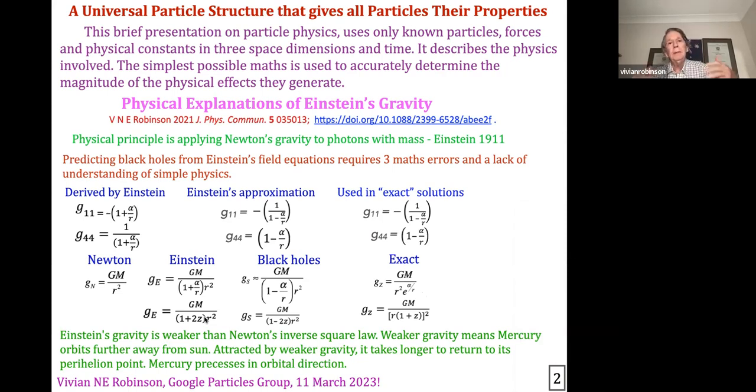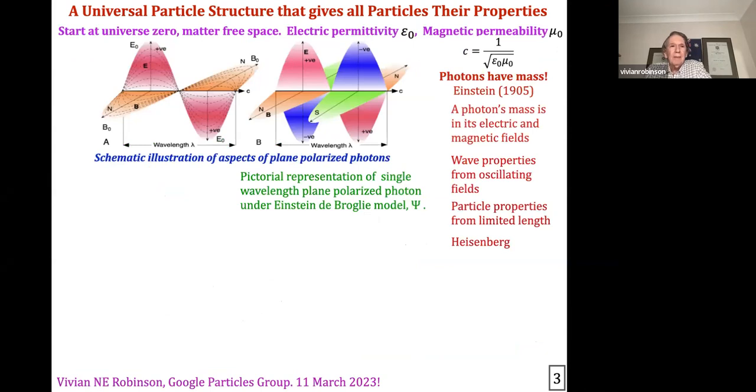But I'm just using that as an example to show that if you know the physical principles, you can in fact get the maths much easier and have the possibility of eliminating errors. But when it comes to particles, I think the best way is to start out with universe zero, and we've got matter-free space. And it has electric permittivity and magnetic permeability.